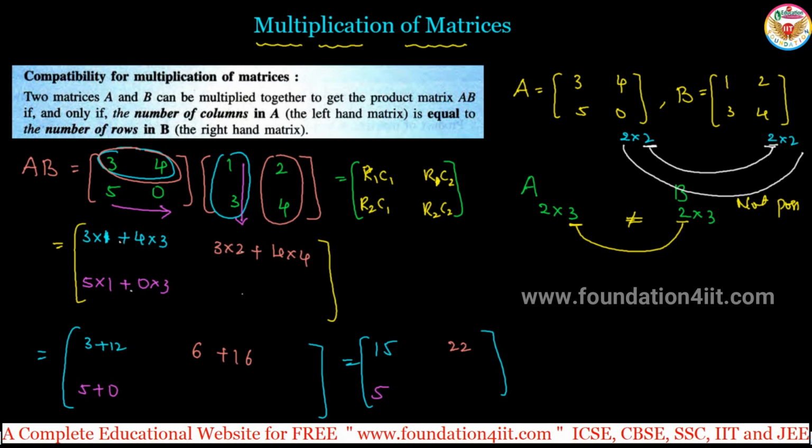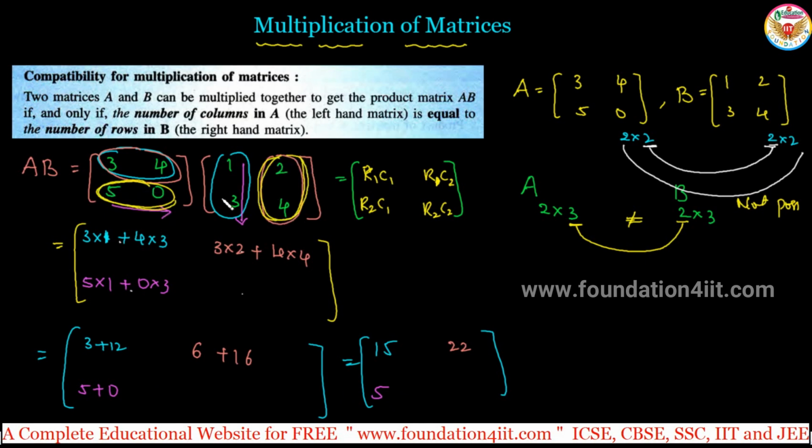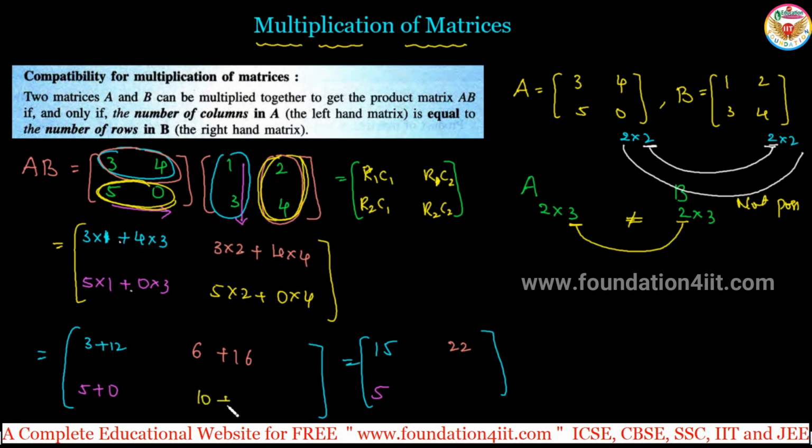Now we'll show it with color. Now again, this is row 2, column 2. So second row with second column marking. So one row from the first matrix and a column from the second matrix: 5, 0 and 2, 4. So 5 into 2 plus 0 into 4, first element with first element and second with second element. 5 twos are 10 plus 0 fours are 0. So 10 plus 0 is 10. Right? This is the matrix multiplication.